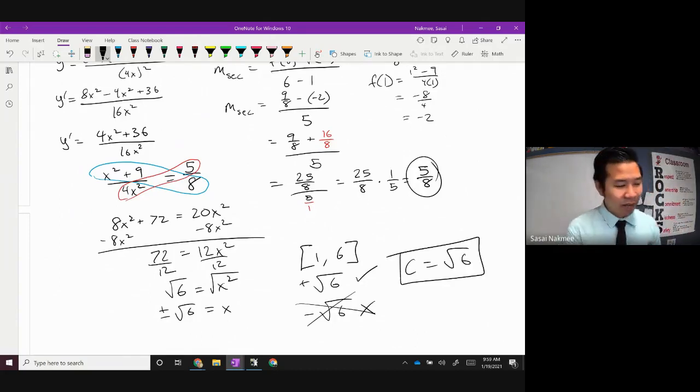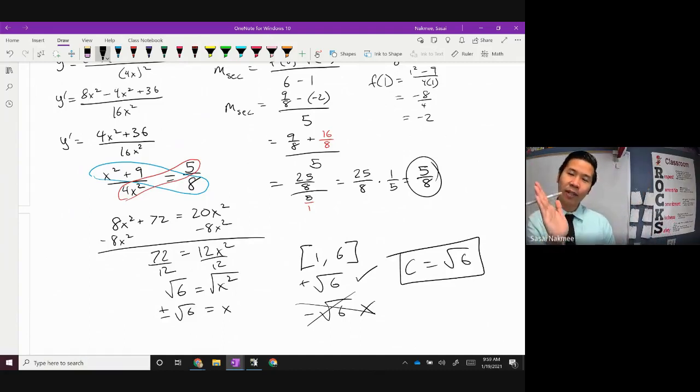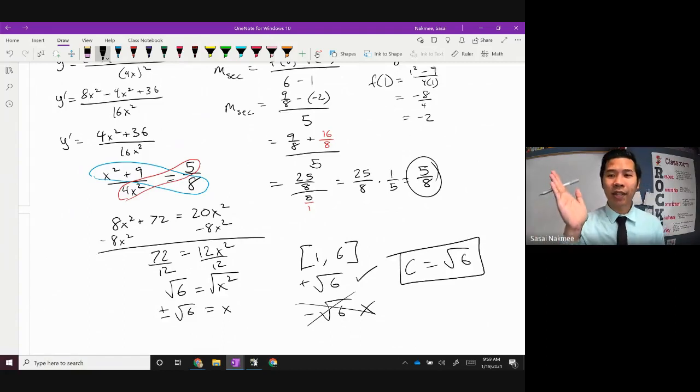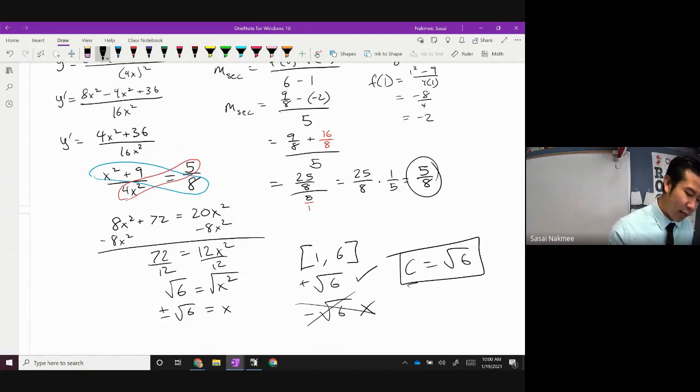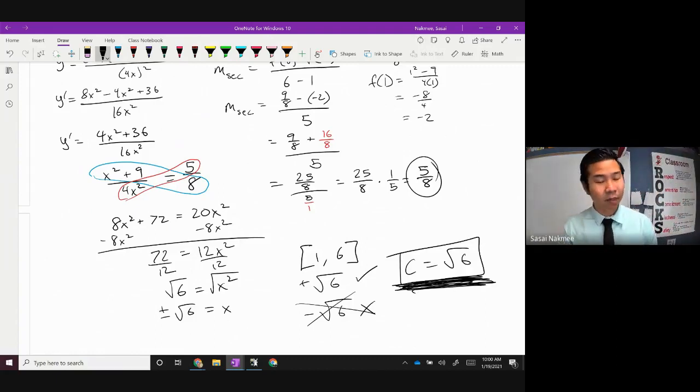Meaning, if I were to graph this function and I drew a secant line from 1 to 6, and I went to x is equal to the square root of 6, I will see a tangent line on the function that's parallel to that. That's all the mean value theorem is saying: that there's some value in between the two endpoints where, when you draw the tangent line, it will be parallel to the secant line that connects them, right? That's all that's saying, and that point exists. And you can actually do the work to calculate it, but I don't think that's as important. I think understanding the fact that it does exist is a bigger part.